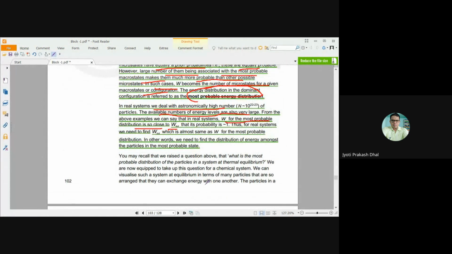So in chemistry, as we are dealing with an astronomical number of particles, in the order of 10 to the power 22 or 10 to the power 23, the W of the most probable energy distribution is very close to W total, and hence its probability is approximately 1. Thus, for a real system, we need to find the W total, which is almost the same as the W for the most probable energy distribution. In other words, we need to find the distribution of energy amongst the particles of the most probable state.